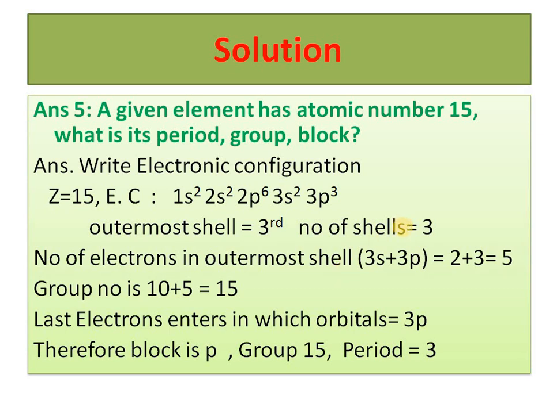We have to write the electronic configuration. We can find that the number of shells is 3, so period is 3. And similarly, as I was telling, 10 plus the number of outermost shell electrons. The outermost shell is not just 3p. Its orbital is 3p, but shell means third. Third means 3s electrons and 3p electrons. Both electrons you have to add. This is the common error students used to make, so please don't do that. Last electron is entering the p orbital, so it's known as p block element.